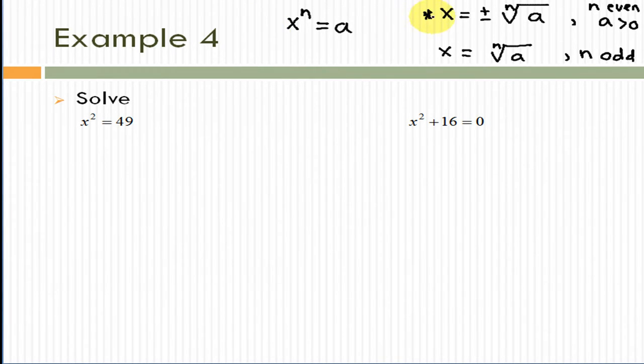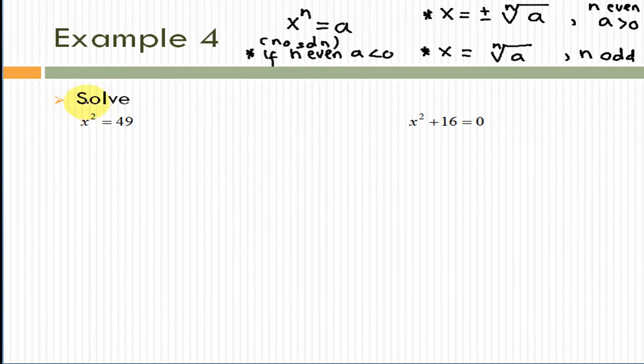This is the first case, the second case, the third case. If n is even and a is negative, there is no solution. So no solution if n is even and a is negative. And if n is even, we have two solutions, plus or minus the nth root of a. And if n is odd, then the solution is exactly one, which is the nth root of a.